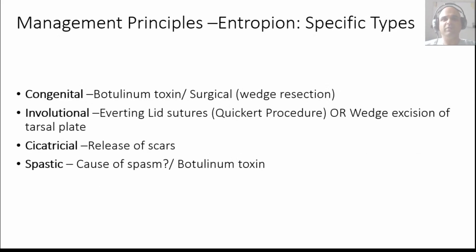Specific measures would involve, obviously, specific etiologies. For congenital, botulinum toxin, repeated injections, if that's not feasible, wedge resection. For involutional, you can use something called Quickert procedure, which is transverse everting sutures, which are sort of anchors that pull the lid outwards, or wedge resection. Cicatricial would involve release of scars, and spastic, really important to figure out the cause of the spasm and botulinum toxin injection. Again, you would need to do multiple injections of botulinum toxin until obviously the resolution of the spasm.